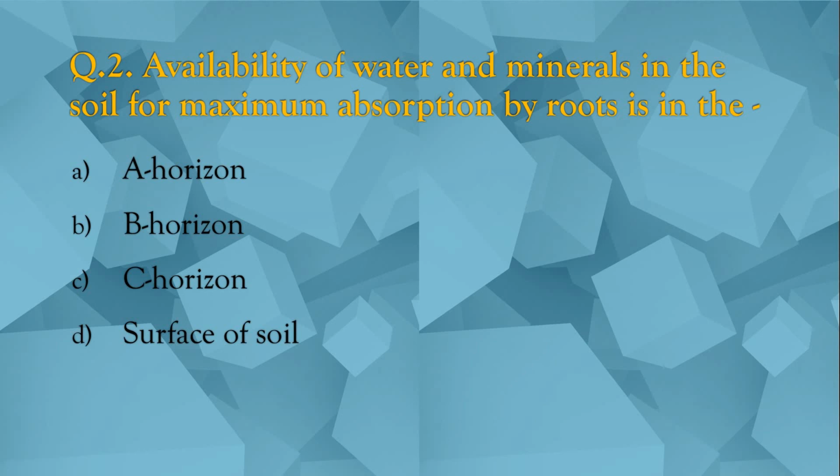Question 2. Availability of water and minerals in the soil for maximum absorption by roots is in the: A. A horizon, B. B horizon, C. C horizon and D. Surface of soil. And the right answer is option A, A horizon.